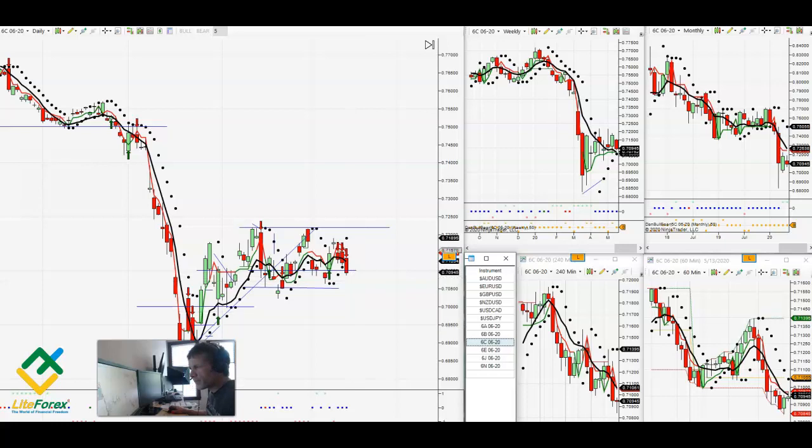But again, choppy, of course. It's going to be choppy. But I've got to lean more bearish on the Canadian dollar and bullish on the USD CAD. But it's choppy, so be cautious.